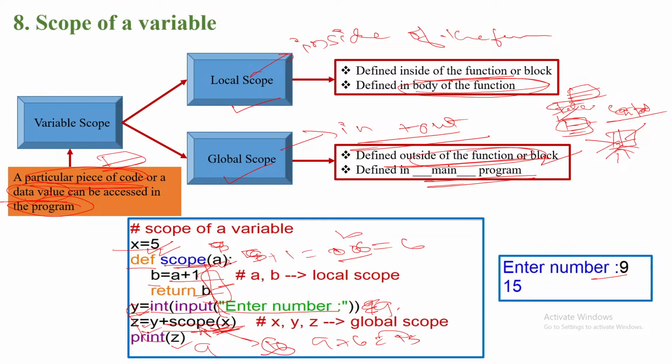Now come to which one is global scope and which one is local scope. Global scope, I told, is outside of the function. So outside of the functions, how many variables do we have? X, Y, Z, right? X, Y, Z. So all of X, Y, Z are global scope. Now, which are inside? A, B. So A, B are local scope. Clear?